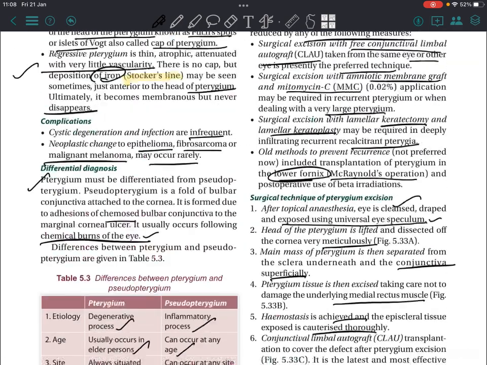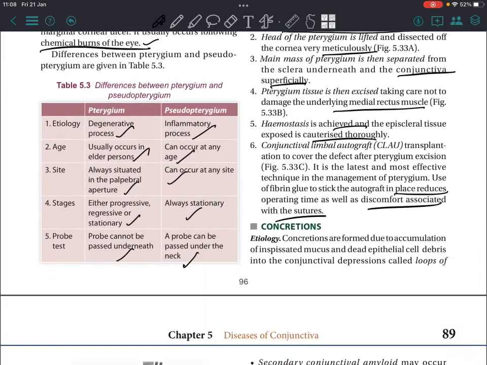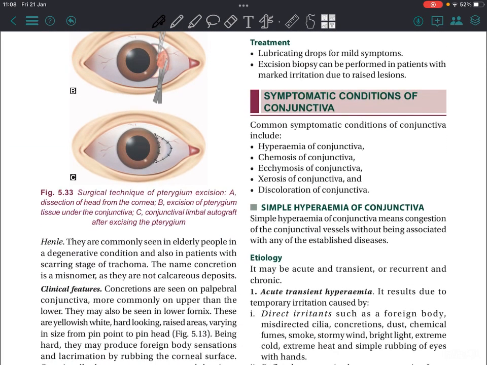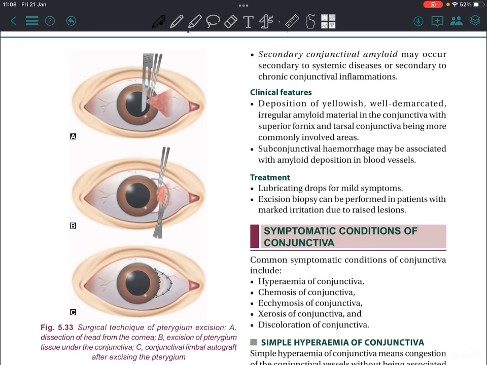Concretions. Etiology. Concretions are formed due to accumulation of inspissated mucus and dead epithelial cell debris in congenital depressions called loops of Henle. They are also seen in elderly patients in degenerative conditions, or in patients with the scarring stage of trachoma. The name concretion is a misnomer as they are not calcareous deposits.